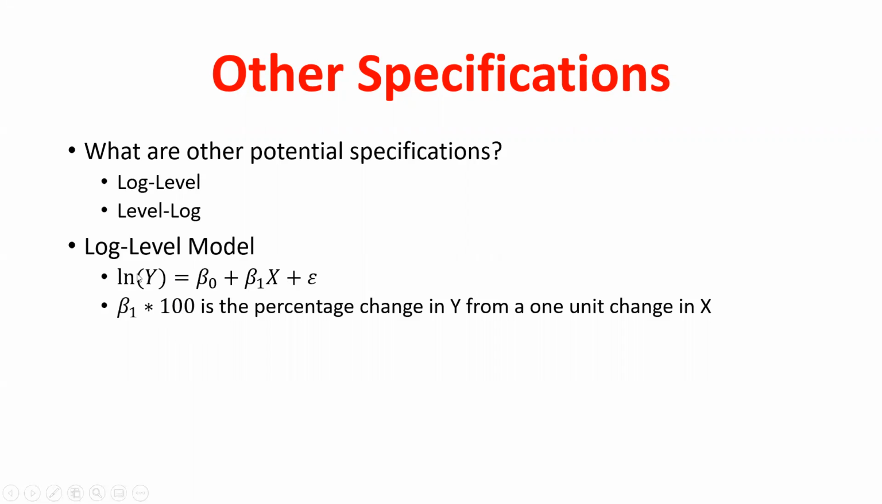We use this natural log to convert to percentages. So I don't want to know the change in the natural log of y. I want to know just the change in y. So whatever that coefficient is, I have to multiply by 100.